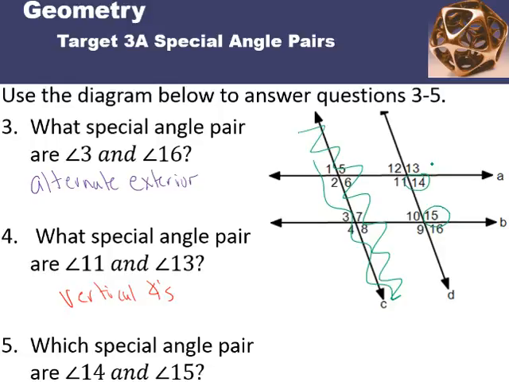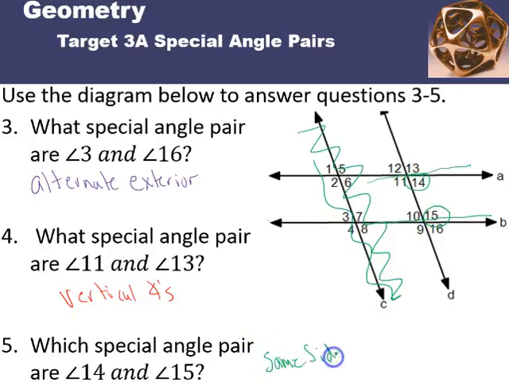Now look, are 14 and 15 inside or outside of A and B? So here's line A. Right, here's line A. And here's line B. Are they inside or outside? Well, they're inside. Now, are they on the same side or on opposite sides? And again, they're on the same side. So they're same side and they were inside, so that means they're same side interior.